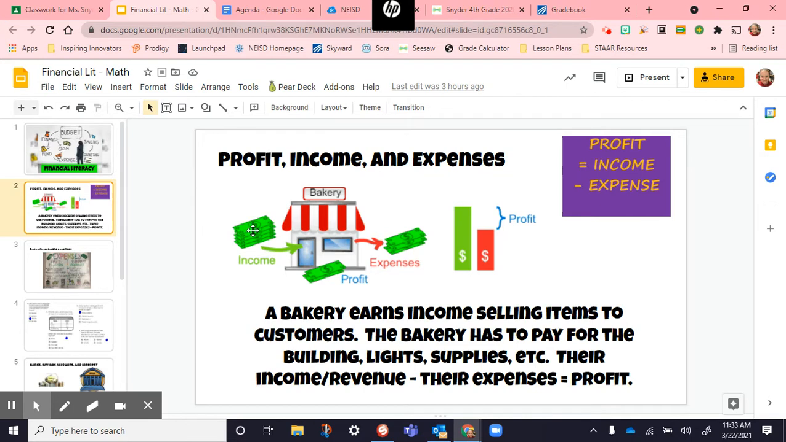Then you can't just say that that's the money that the bakery earns, because the bakery has to pay for things like the building. They have to pay for the signs. They have to pay their employees, the lights, all the electricity. If they're selling cupcakes, they have to buy all the stuff to make the cupcake, all the supplies that they need, all the ingredients. So those are all the expenses that the bakery has. So profit is after you've taken out your expenses, that's what's left over. So you get money from your customers, you take out the money that you have to pay for the expenses, what's left over is your profit.